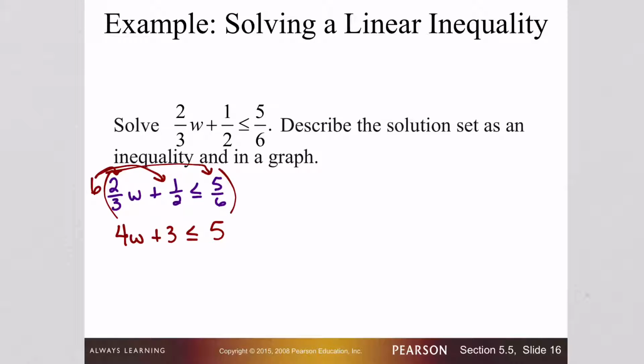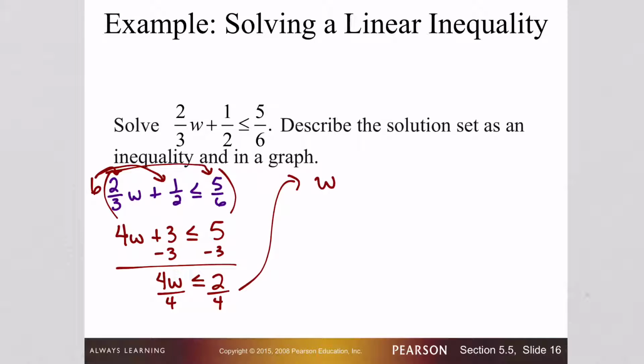Notice I distributed that 6 times every single term in this problem. Now we actually get something that's not terrible to work with. So I'm going to subtract 3 from both sides. 4w is less than or equal to 2. Now I'm going to divide both sides by 4, but I do not flip my sign because I'm not dividing by a negative number. And I'm going to reduce as well, so I'm going to write it up here. w is less than or equal to 1/2.